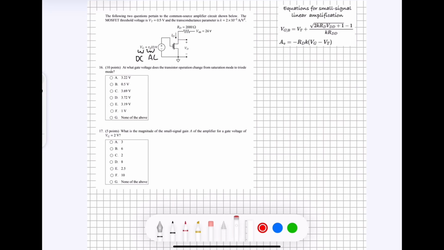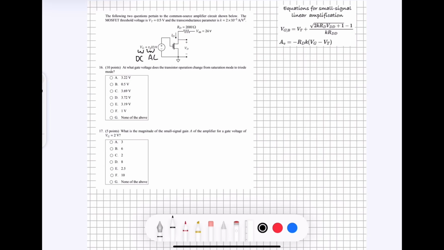Some equations for this type of circuit are given up over here, and I would really recommend writing these down. If you want to learn more about why this circuit is different than a normal circuit, I would recommend reading the textbook, because I don't think I can explain that in a short enough, condensed enough version for this video. But if you have these equations, you have all you need really to solve this problem.